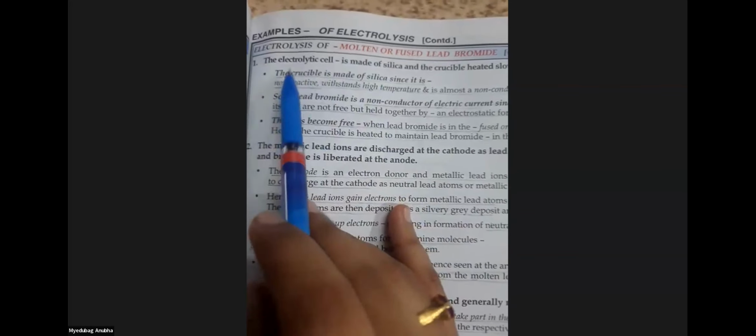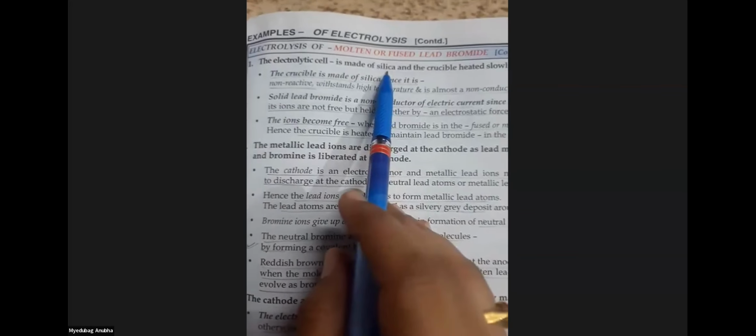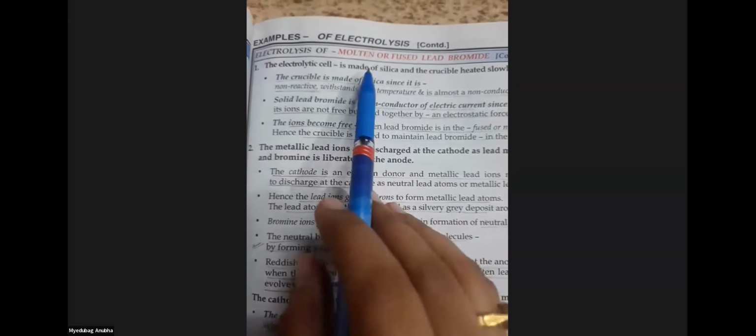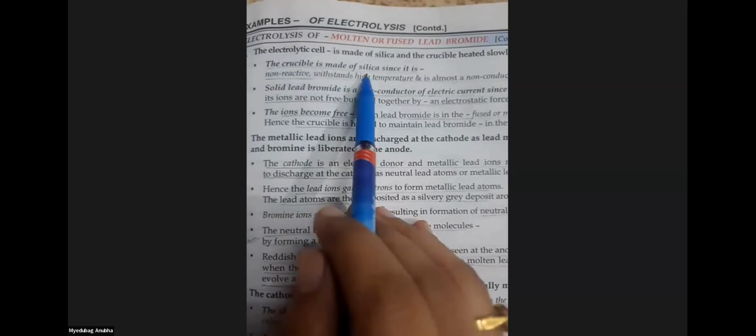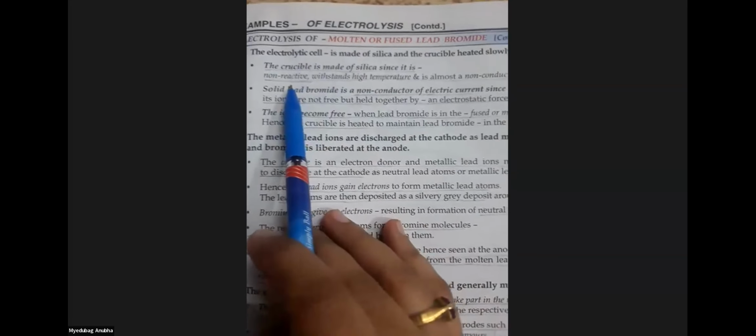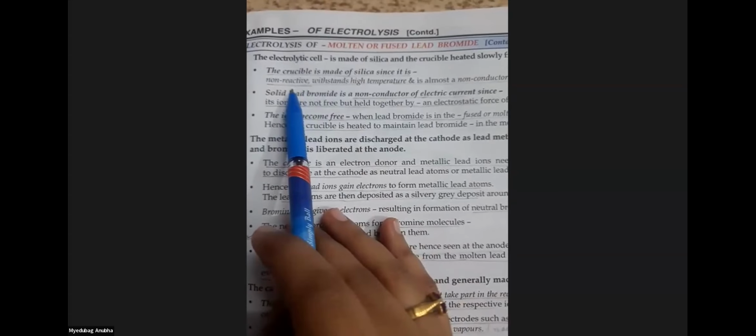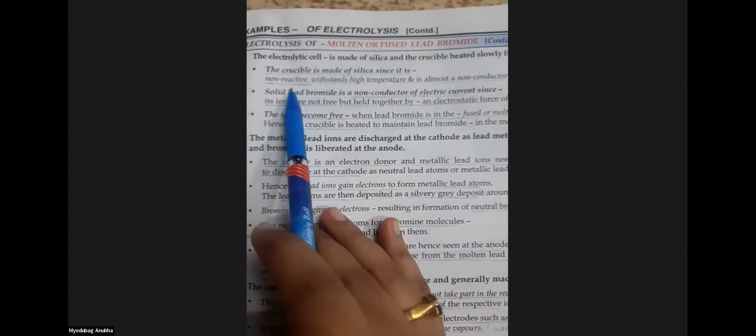Okay. Now coming towards our preparation of the fused lead bromide. Here I told you that the electrolytic cell was made of silica. Why have we used silica and not any other material? Because the crucible made of silica is non-reactive. The electrolyte we have taken is molten lead bromide, and it does not react with the silica.